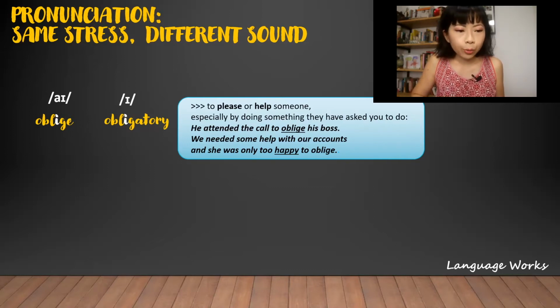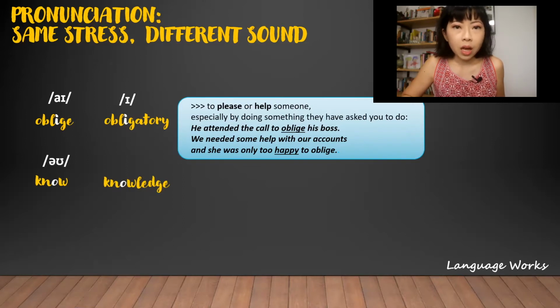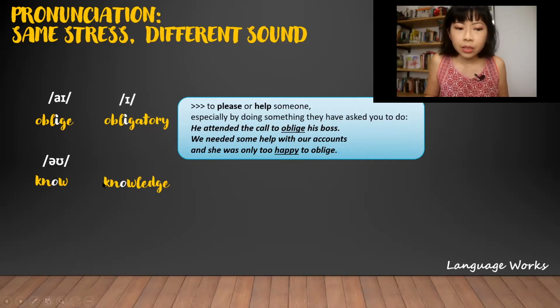Now I've got the next set of words for you. Take a moment to think about the letter O. For the first word, we have a diphthong. It's like how you say the letter O. It's got two sounds. No, I know. The next, the same stress, the sound changes. Knowledge, knowledge.